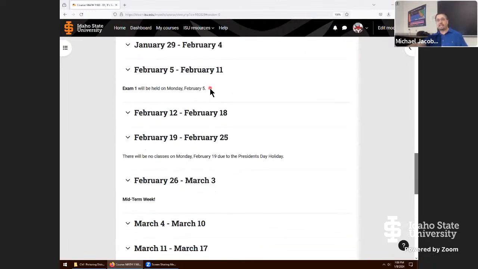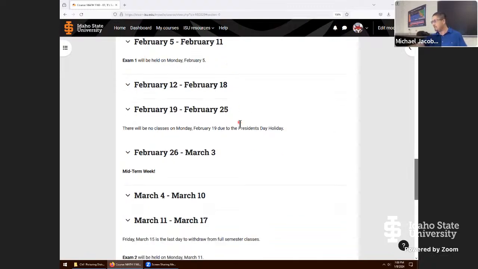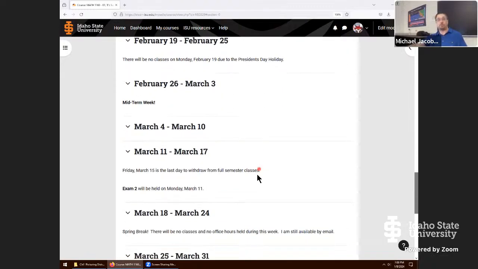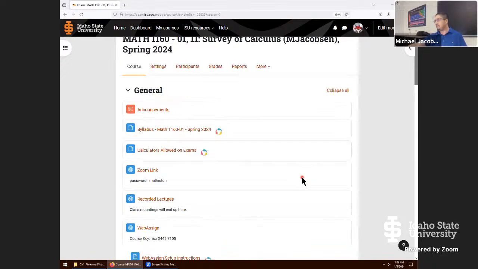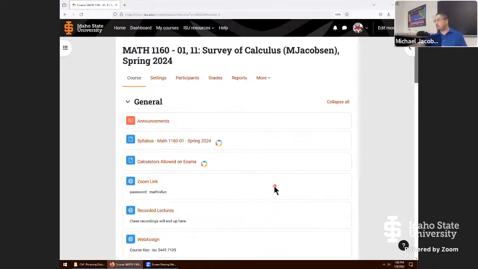Scrolling through, there's other things like exam dates. I fill out this information in much more detail when we get closer and closer to the exams, along with review problems and those kinds of things, and other things like holidays and so on in our Moodle website. So that's the organization so far.